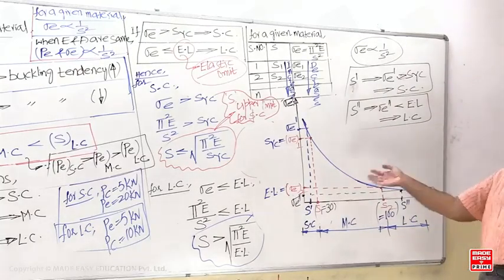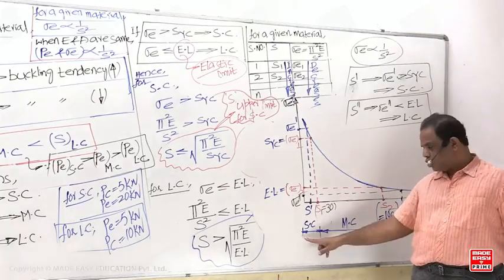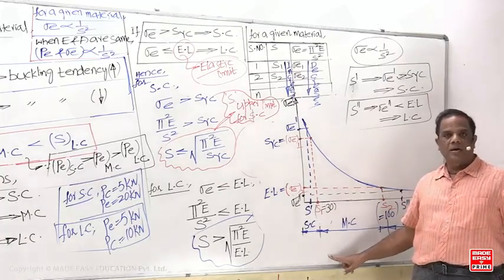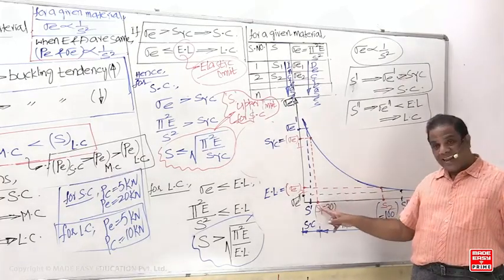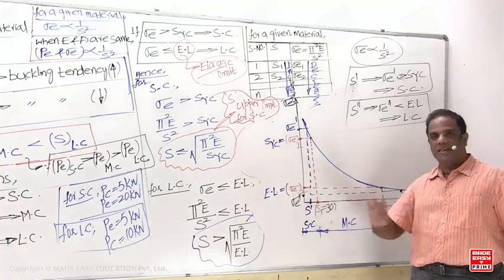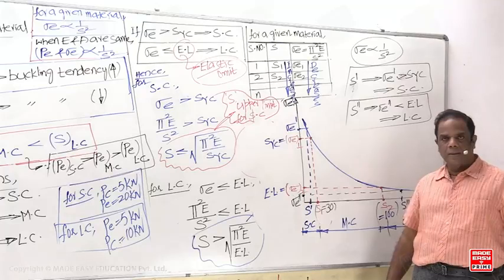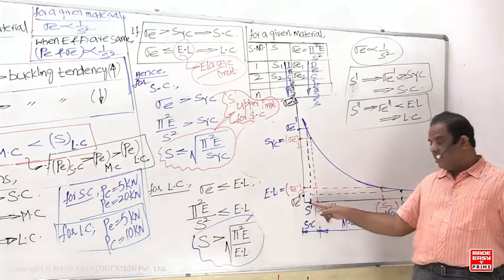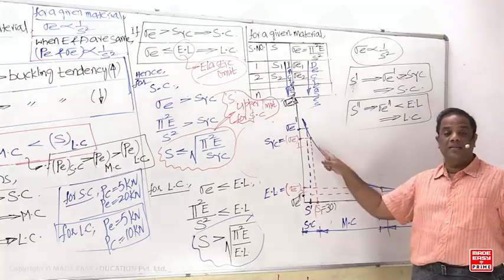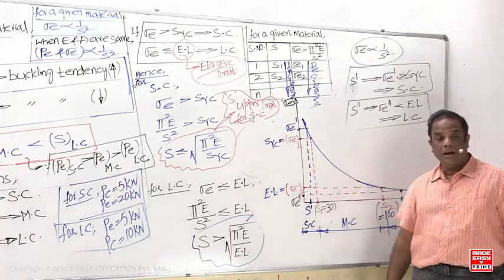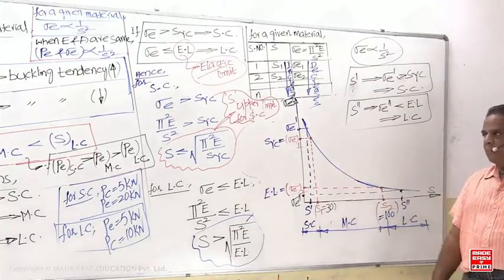Somebody will ask, how do you know this? It can also be explained like this. Up to S1, it is a short column. Why? What is the reason? If I take any slenderness ratio less than S1, the buckling stress will be greater than SYC. Buckling stress greater than SYC means yielding will occur, crushing. That's why it is a short column.